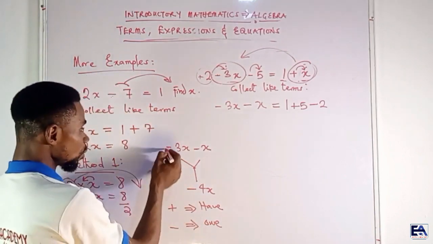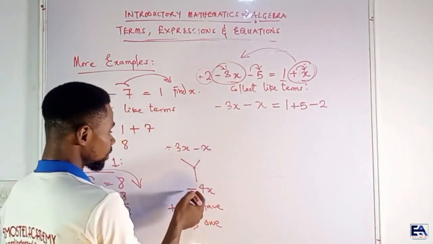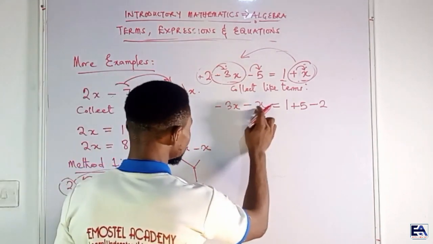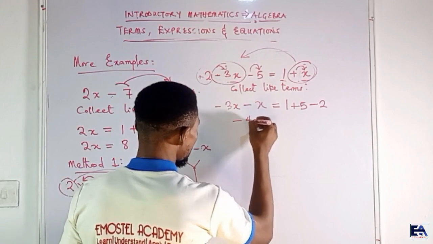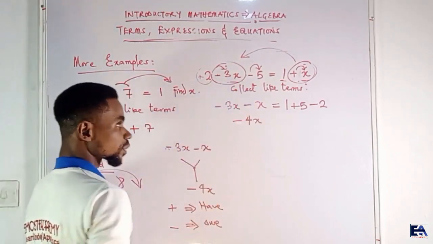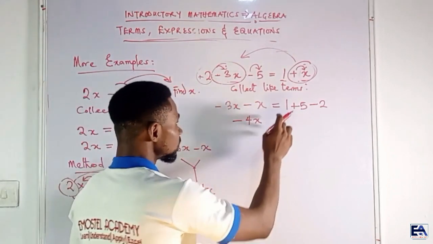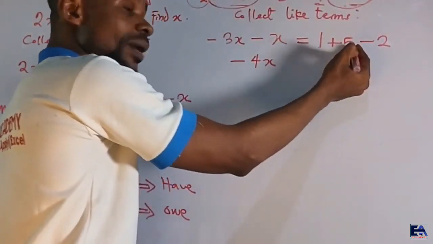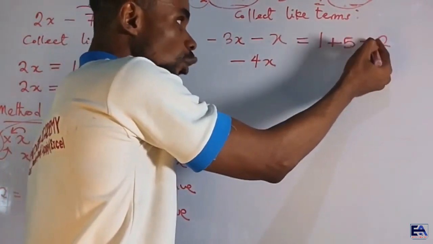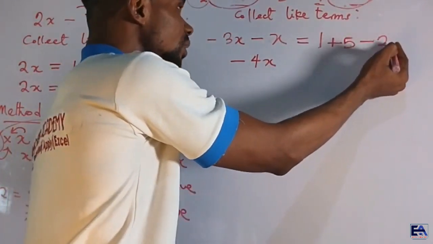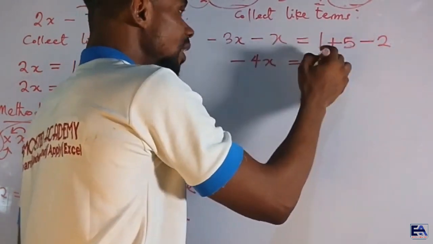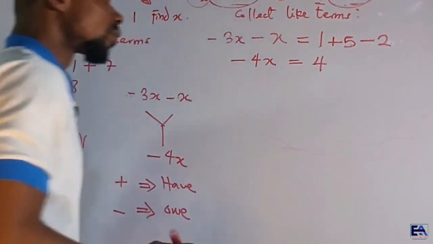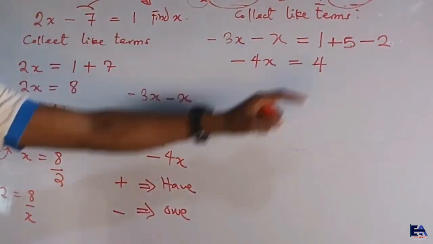So if I owe 3x and I owe another 1x, then it means I'm owing what? 4x altogether, right? So minus 3x means I owe 4x. Minus means owe, plus means have, okay? Now, in this case, I have 1 and I still have another 5. Altogether, I'm having 6. But if I'm having 6 but owing 2 and I paid it 2, then I will be left with what? 4. Good. So now I'm left with 4.